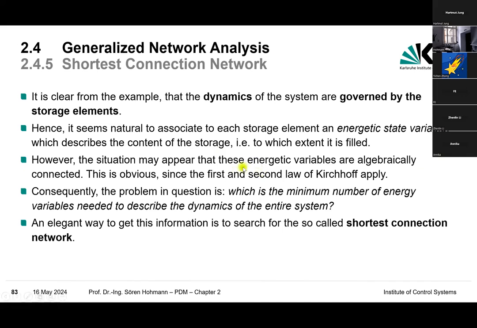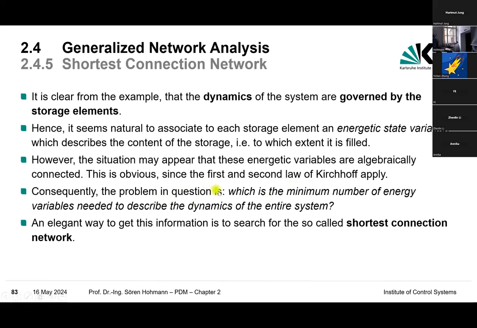But there might be a situation where these energetic variables are algebraically connected. I mentioned this example with the two capacitors if they are connected in parallel, but this is a very simple example. How do I find these parallelisms if they are algebraically connected over an entire huge graph, or equivalent circuit, where you don't see this parallelism? It's not so easy. So we need some tool to find out where these parallel connected capacitors or inductances are, which in the case of inductances is a serial connection.